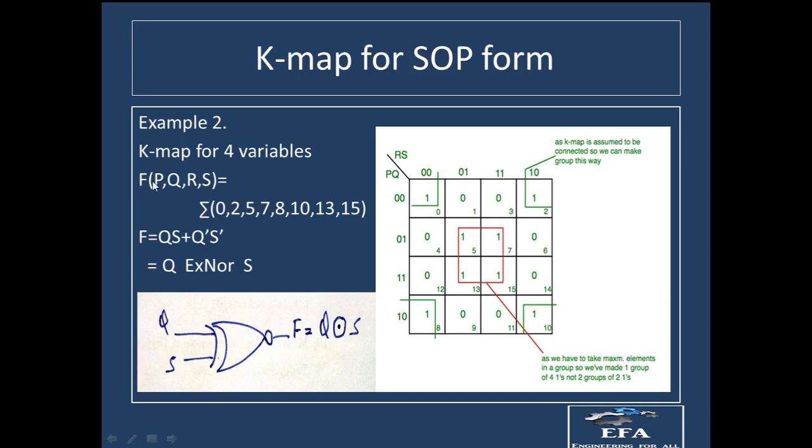Okay, so we are having 4 variables P, Q, R and S. So the 16 cell K map is drawn in which the variables P, Q and RS are written like this. So values of P and Q will be 00, 01, 11 and 10. RS will be 00, 01, 11 and 10, right? So the values of these cells will be 0, 1, 2, 3, 4, 5, 6, 7, 8, 9, 10, 11, 12, 13, 14 and 15.